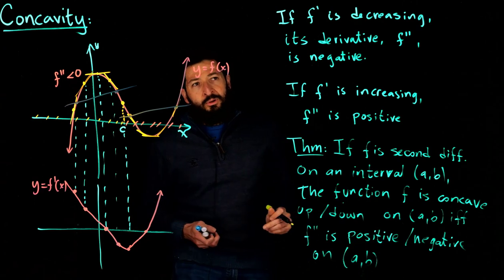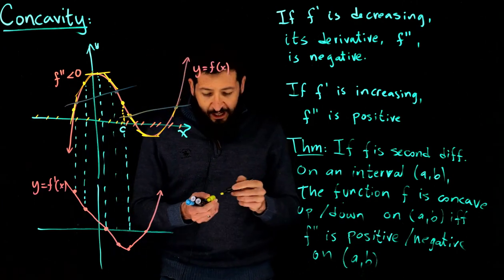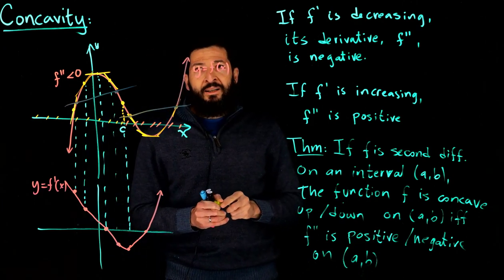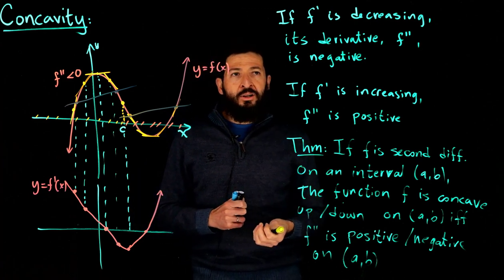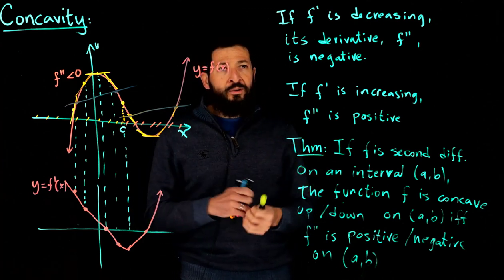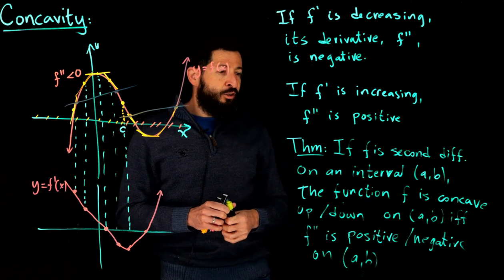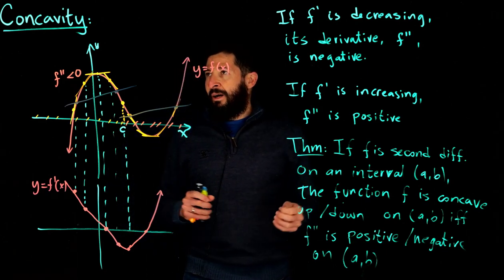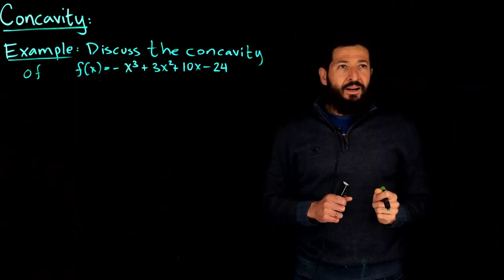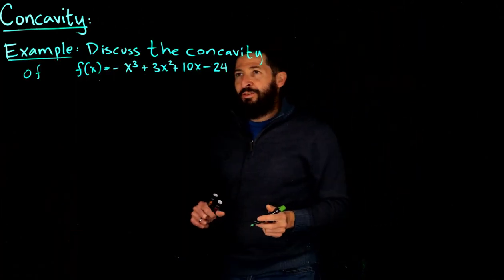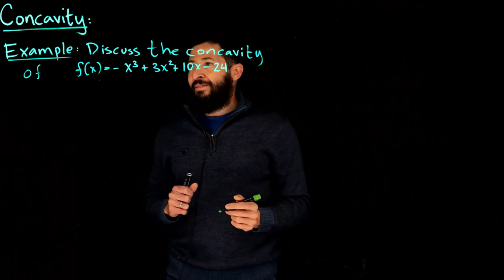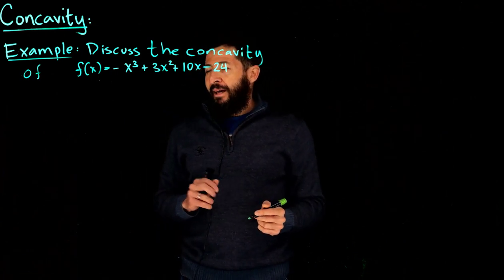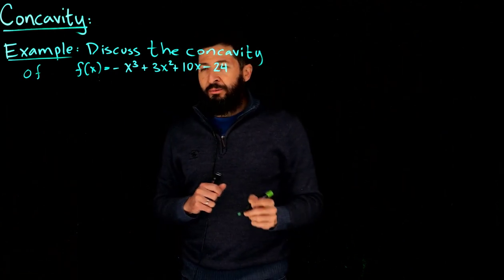So what that will do is it'll give us a way to determine the intervals where a function is concave up or down, just based on this theorem. All right, so with that in mind, let's go ahead and solve a few examples. All right, guys, so let's take a look at this problem here. Discuss the concavity of the function, and we're given this function right here.